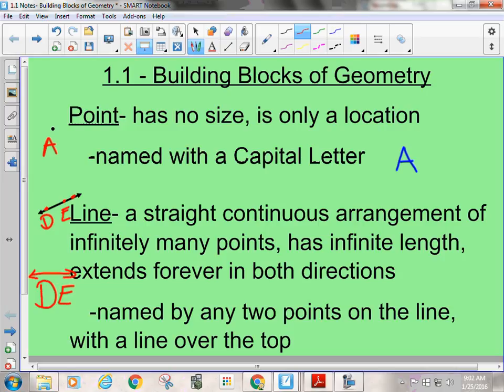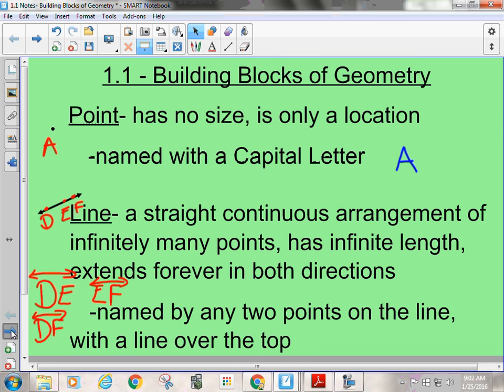If there's a third point on the line or more than that, you can name it by any 2 points on the line. It doesn't matter which two. So we could have DE, DF, EF. Okay, all of those are going to be the same description for this line.